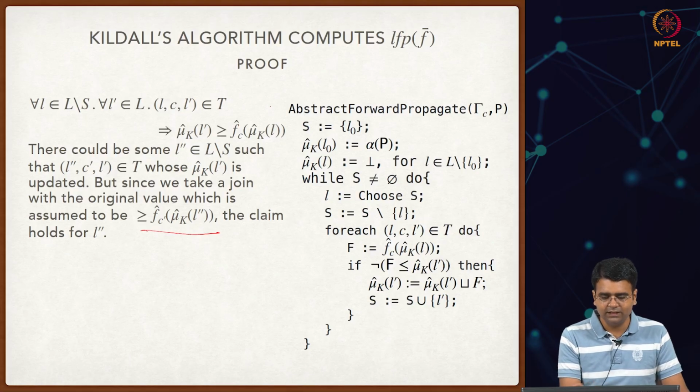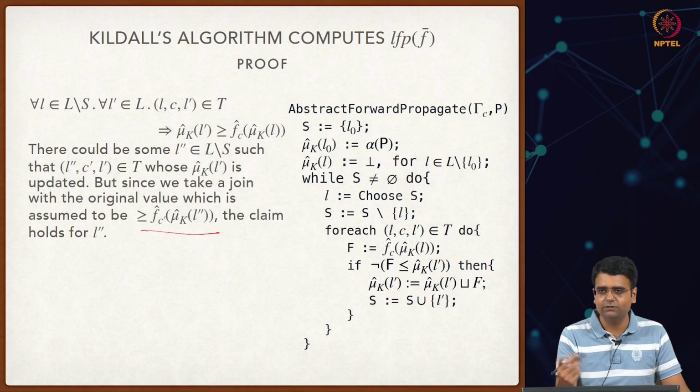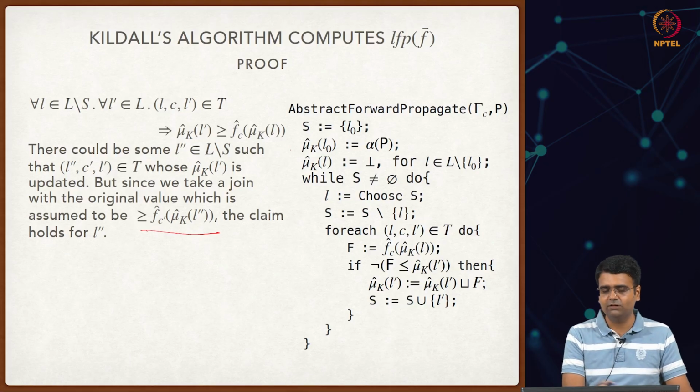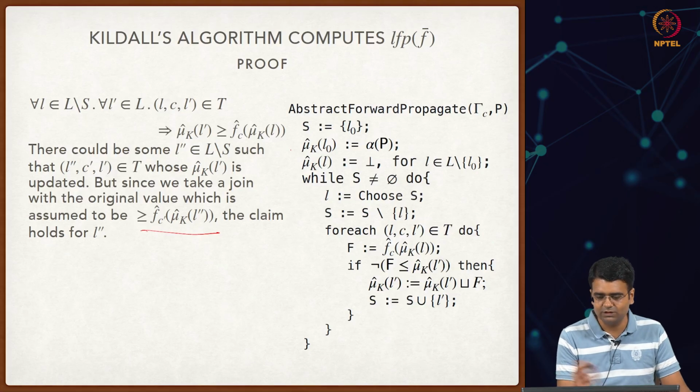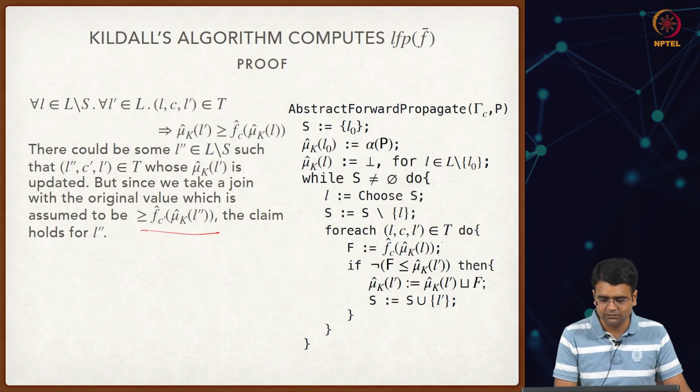And then the remaining argument follows: using that, we can show that this mu hat k is a post fixed point, and since it is a post fixed point, by the Knaster-Tarski theorem, it will be greater than or equal to the least fixed point. So, we have shown both directions, LHS greater than or equal to RHS and less than or equal to RHS, which means that LHS must be equal to RHS. Therefore, Kildall's algorithm computes the least fixed point of f bar.